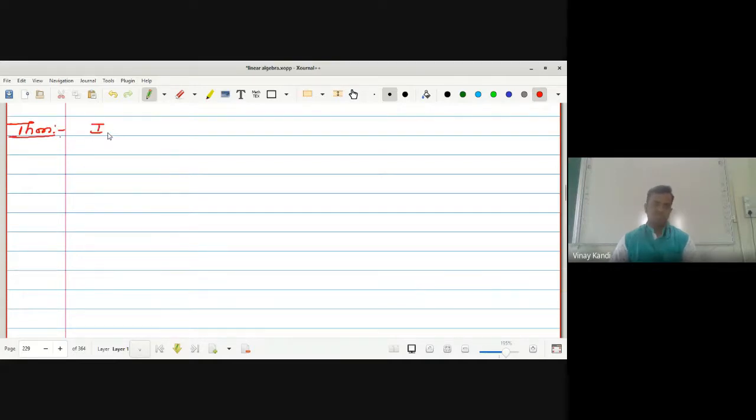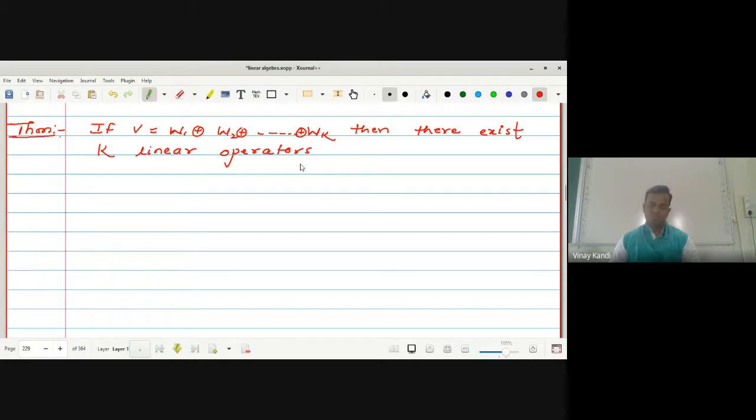Suppose V is equal to W1 direct sum of W2 direct sum up to so on Wk. Then there exist k linear operators E1, E2 up to so on Ek.